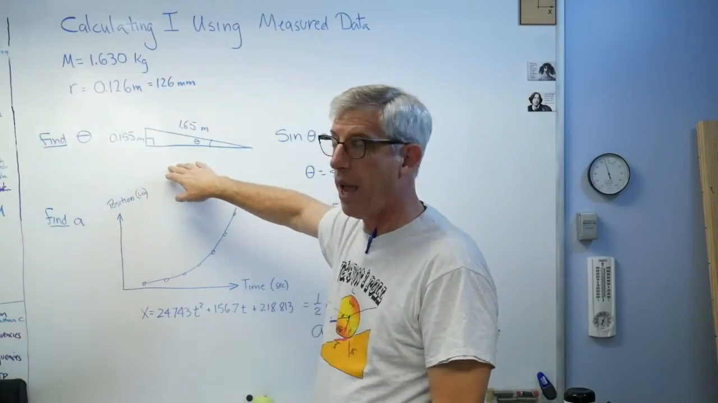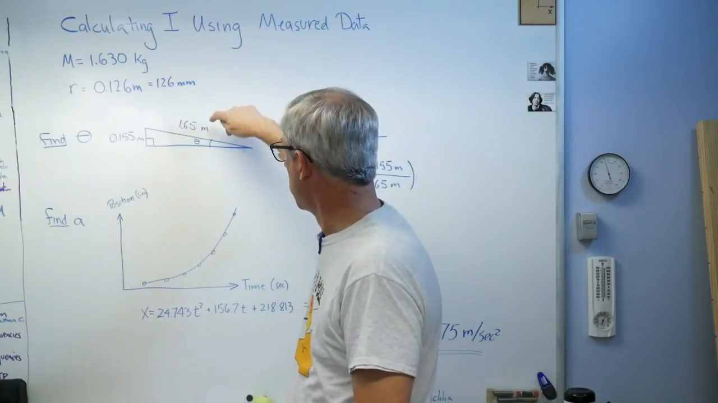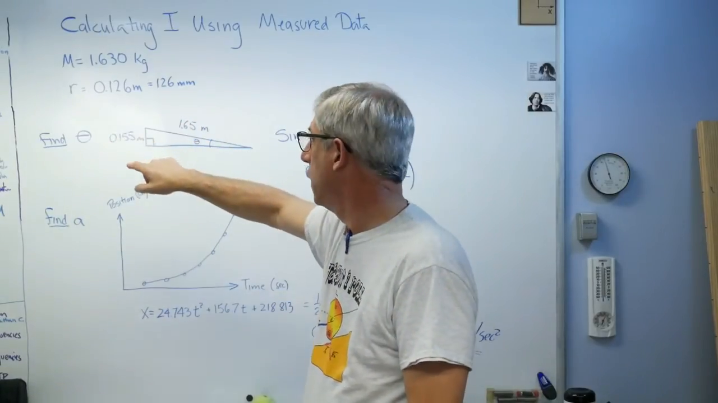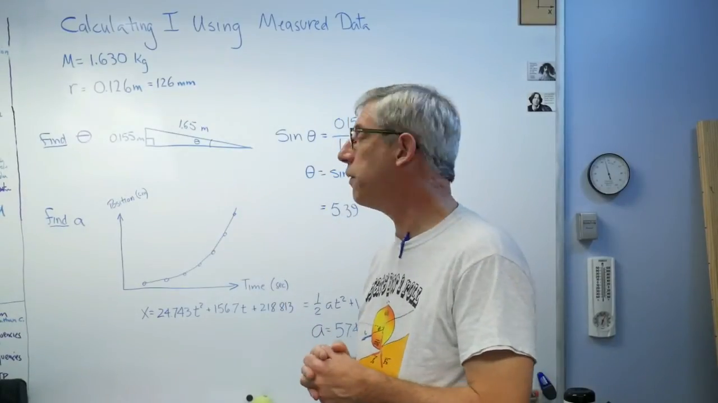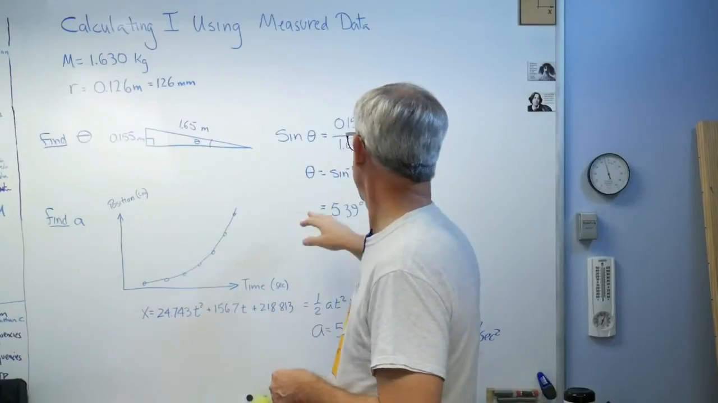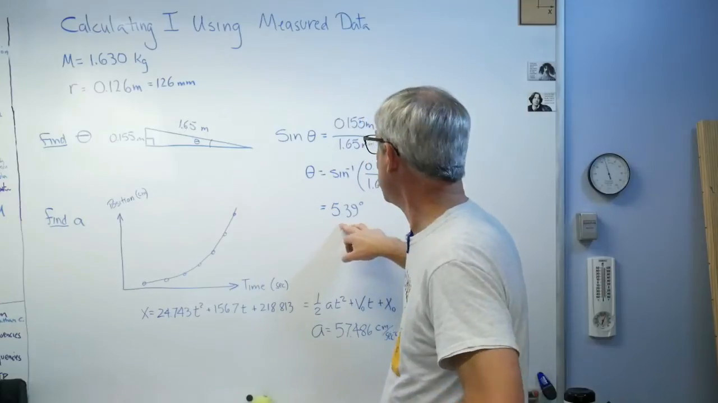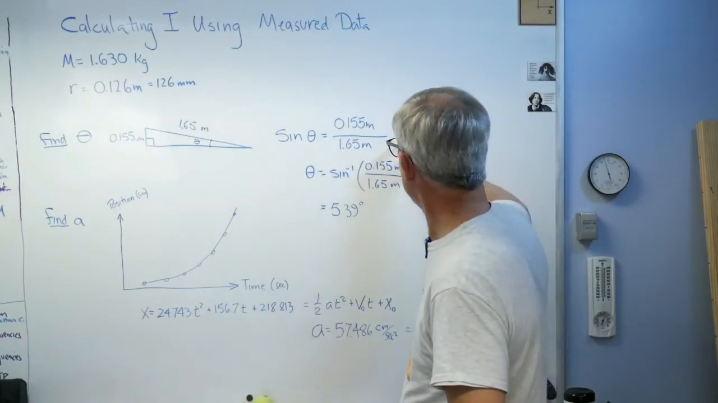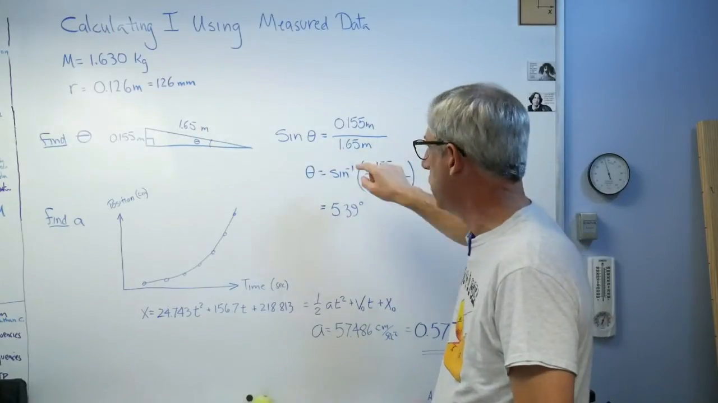I need to know what the angle is, the angle of the ramp. Well, I measured up the ramp. It was 1.65 meters between the 2 points I used. And the change in height between those 2 points was 0.155 meters. I actually did this in millimeters, but there it is in meters. And that works out to 5.39 degrees. Although it turns out what we need in our calculation is actually the sine of theta. So you don't even really need to know theta as long as you know those two numbers.